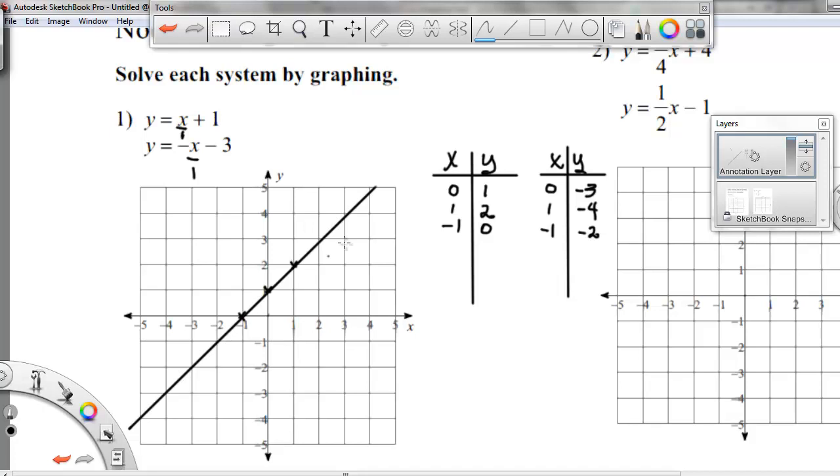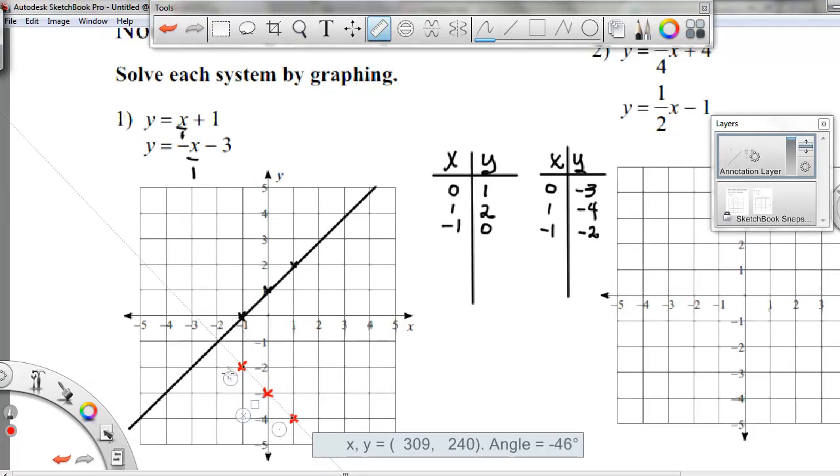The black line is from my first equation. I will graph my second equation with a red line. So 0 and a negative 3 would be right there. I have 1 and a negative 4. And then I have a negative 1 and a negative 2. This is where the line goes this way. So now take your straight edge. Do not try to do this freehand. You will line up your points. You'll draw your line and make sure you draw your line all the way through your graph.